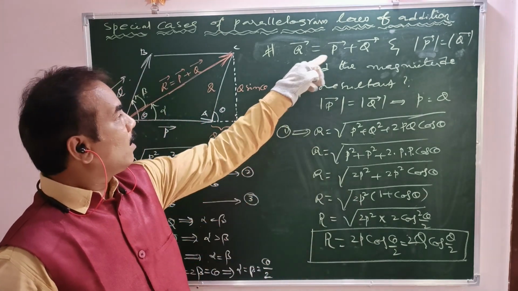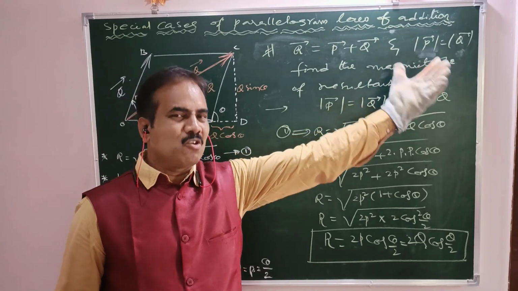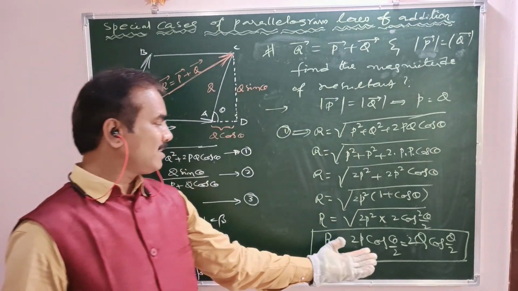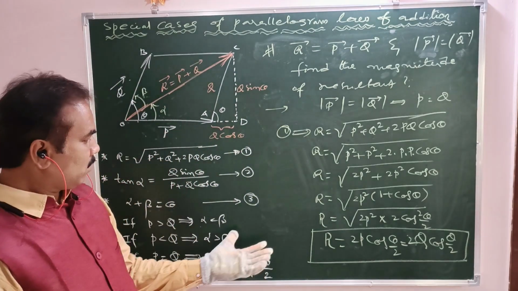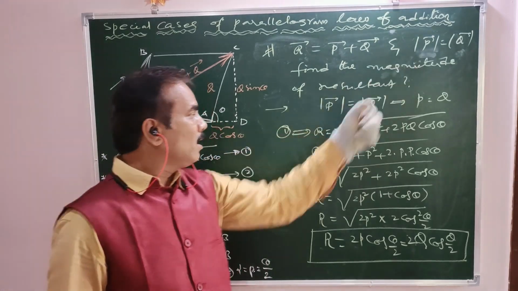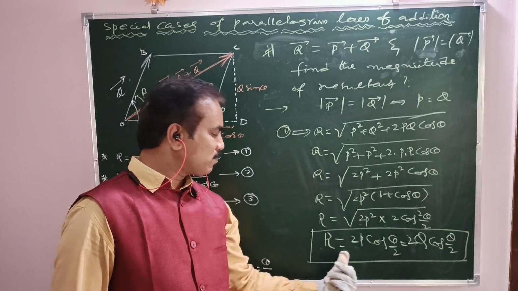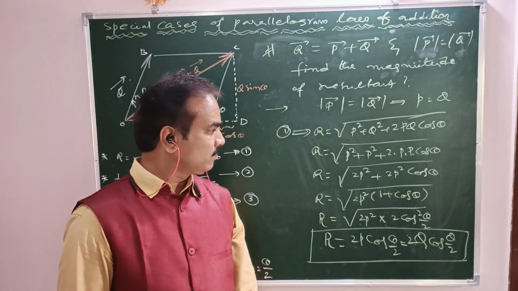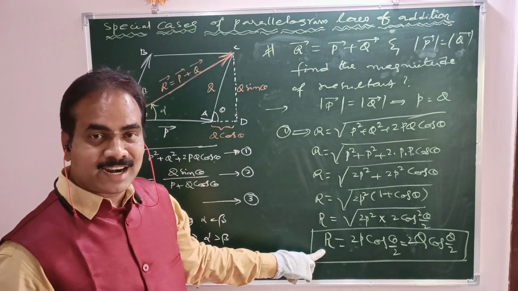In which case, when the parent vectors have |P| equal to |Q|, the magnitude of the resultant is given by 2P cos(theta/2) or 2Q cos(theta/2). When the given parent vectors are of the same magnitude, we need not consider the general expression. We can have the direct expression R = 2P cos(theta/2), otherwise 2Q cos(theta/2). This is a shortcut for getting the magnitude of the resultant in that case.